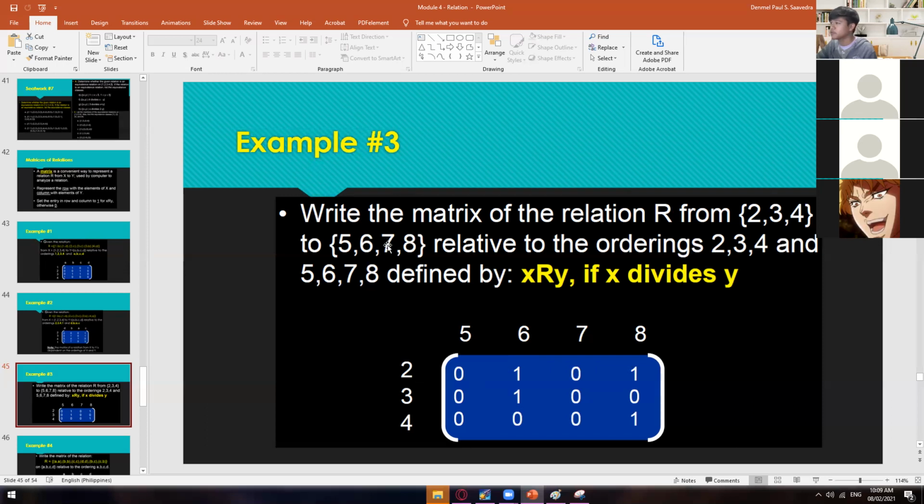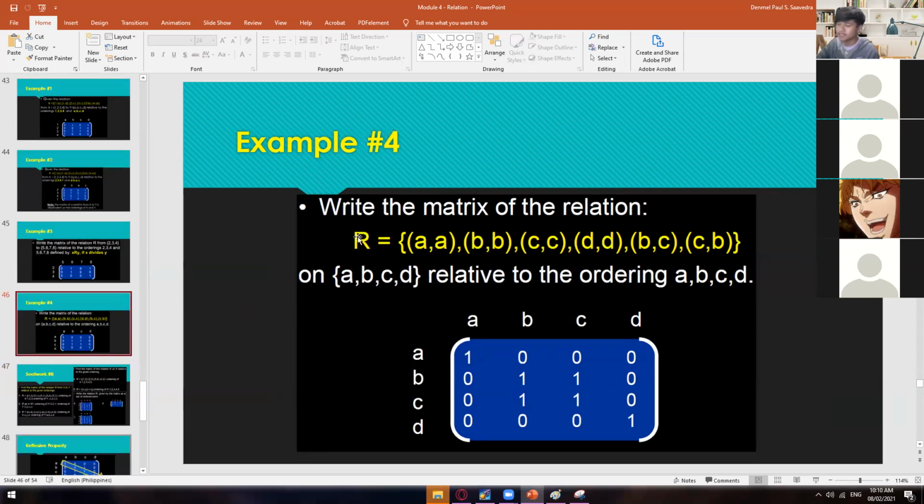How about 7, 2? No. 7, 3? No. 7, 4? No. But for the 8, it's 8, 2, and 8, 4. Okay. So 8, 2, and then 8, 4. Okay. So did you guys understand example number 3? Yes, sir. Okay. You're good. Again, if you guys have a question, feel free to ask me anytime. Okay, so let us now move on to example number 4.